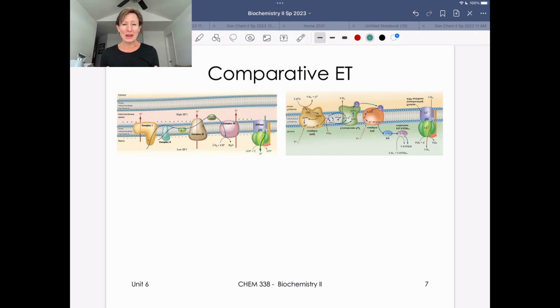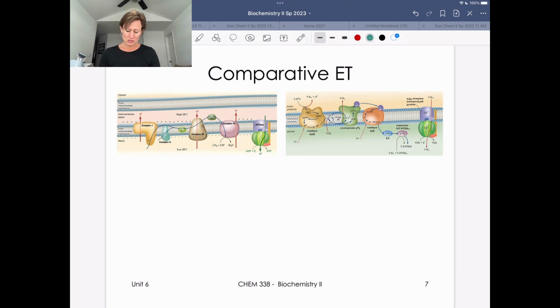So, another compare and contrast slide. We're going to look at comparing electron transport and the complexes that we have in mitochondrial electron transport, and how they're similar and have homology with some complexes, but not all, in chloroplast electron transport.